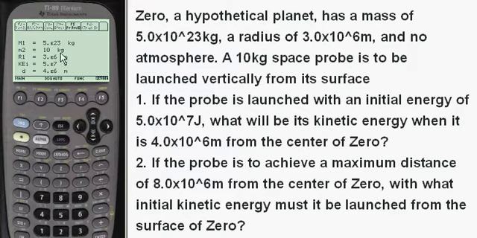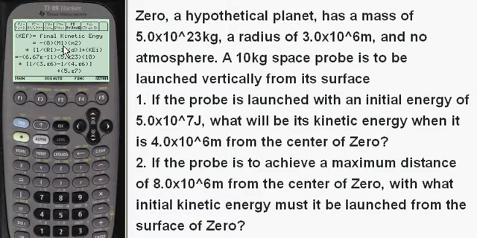So what do we have? We have the mass of the major planet, 5 e to the 23rd, 10 kilograms for the probe, radius 3 e to the 6 meters, and initial kinetic energy is 5 e to the 7 joules. Distance is 4 e to the 6 meters. So I say that's okay. If it wasn't, we could go back and change them.